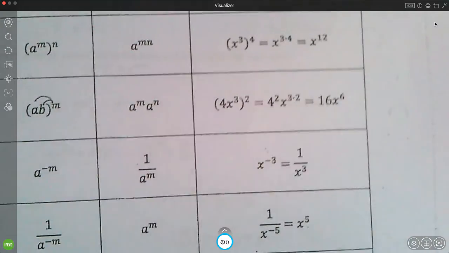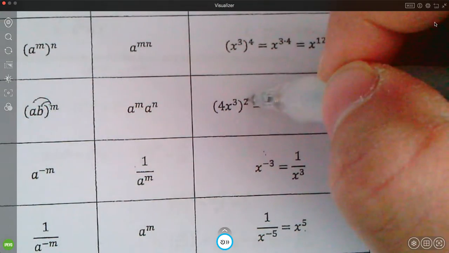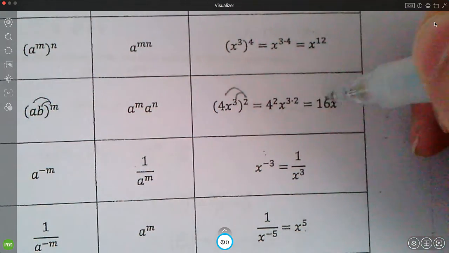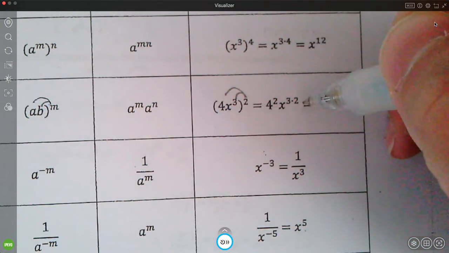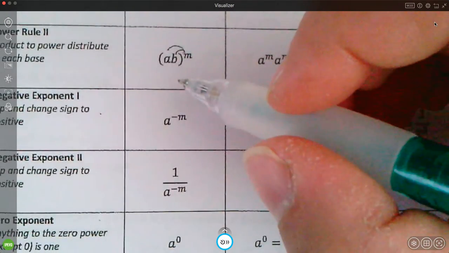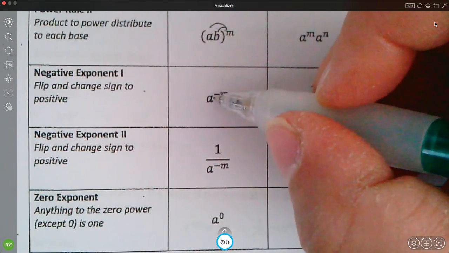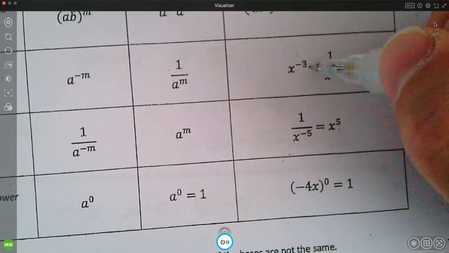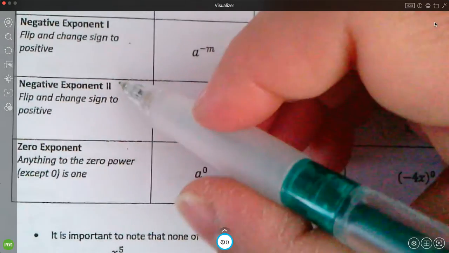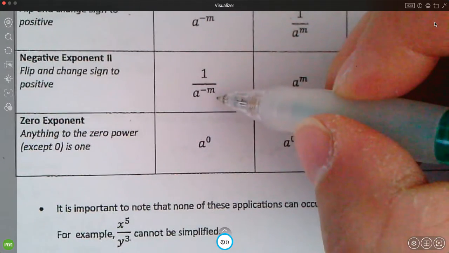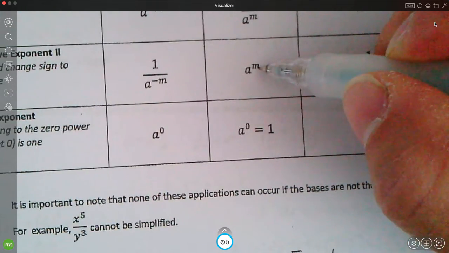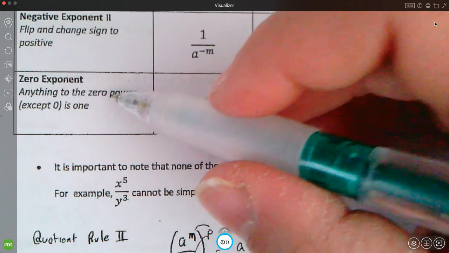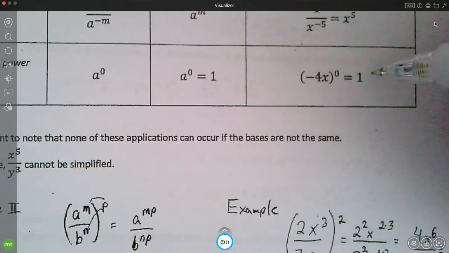So like you can see here, 4 to the second is 16, and then 2 times 3 is 6. Negative exponent rule, we just talked about that. A to the negative m goes down to the bottom as a to the positive m, just like that. Negative exponent part 2, like we said, if it's at the bottom, it can now move to the top and become positive, like that. Anything to the power of 0 is 1, no matter what.